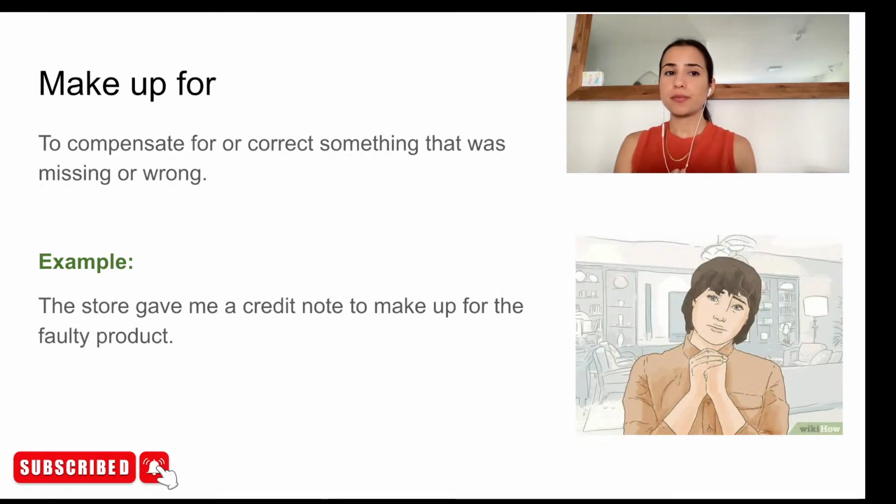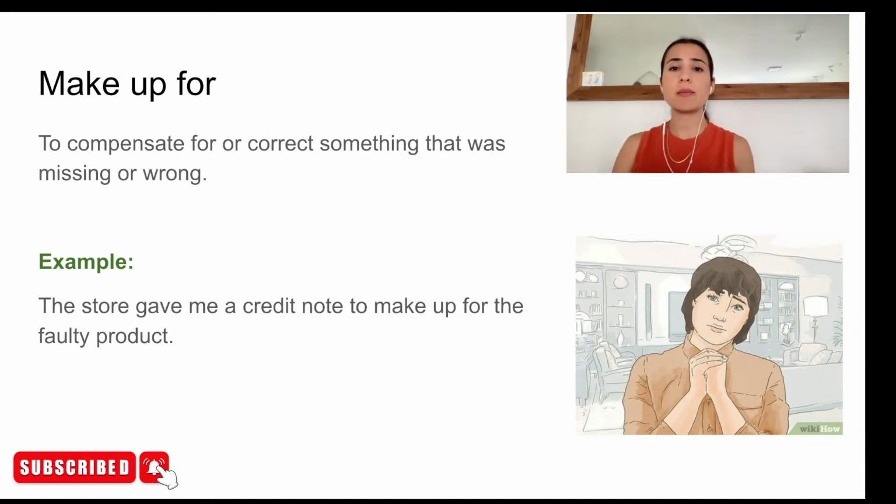Make up for. To make up for something. This means to compensate for, or to correct or improve something that was missing or something that was wrong. So if you are offering a service or a product to someone, let's say, just giving an example, and you give them the wrong product, okay? In order for you to correct this mistake that you've made or to compensate for this mistake, you may give them a credit note in return.